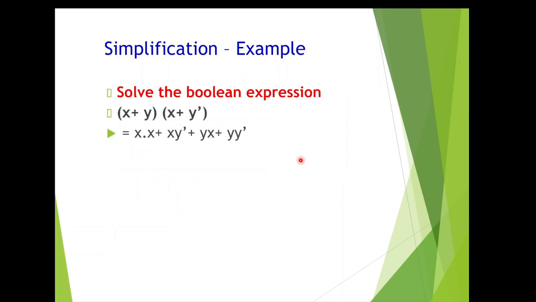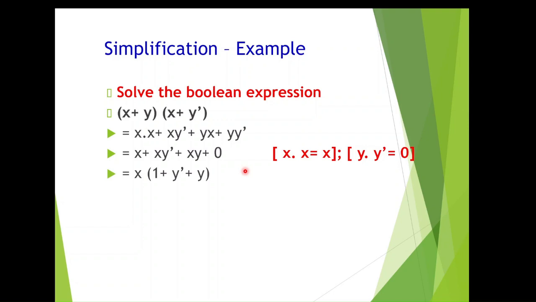Next example: (x + y)(x + y'). Just multiply x dot x, x dot y', yx, plus y into y'. Y into y' is 0, x into x is just x. Then x + xy' + xy. Then x can be taken common outside. Then 1 + y' + y. 1 plus anything is 1. So you will get the answer as x.